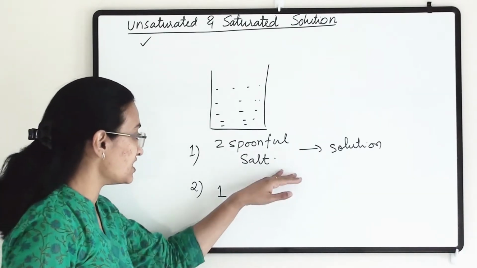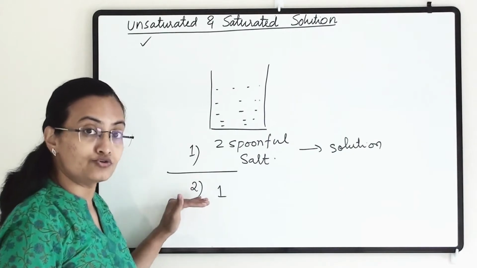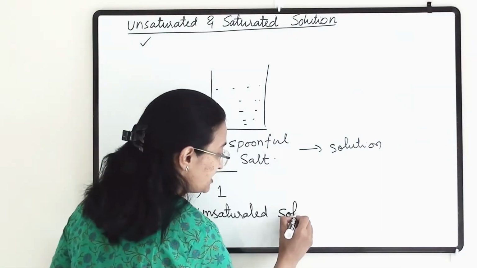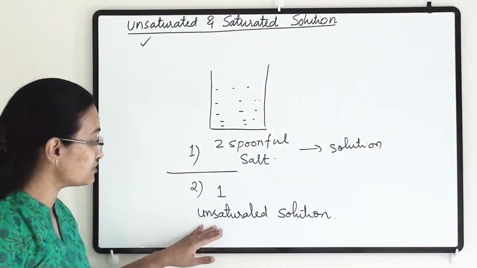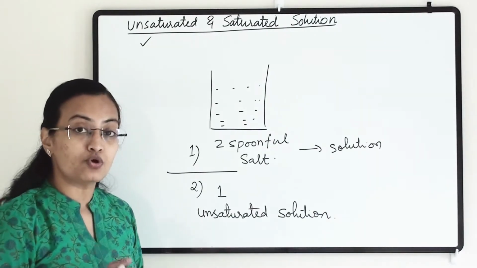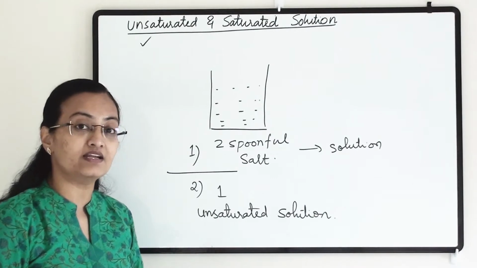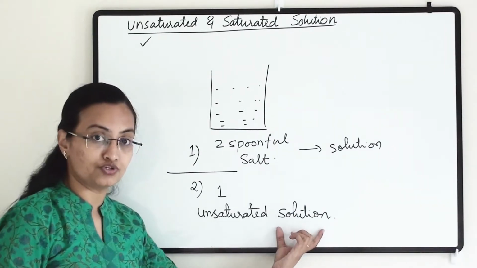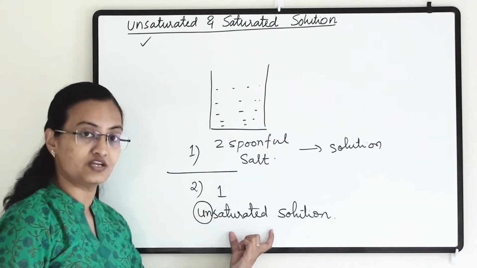So at this stage, after the first step, this solution is considered as an unsaturated solution. It can dissolve some more salt into that. That's why it is known as an unsaturated solution. Till the time the solvent has a capacity to dissolve some more solute, the solution is considered as an unsaturated solution. Unsaturated solution means the solution which is not saturated.